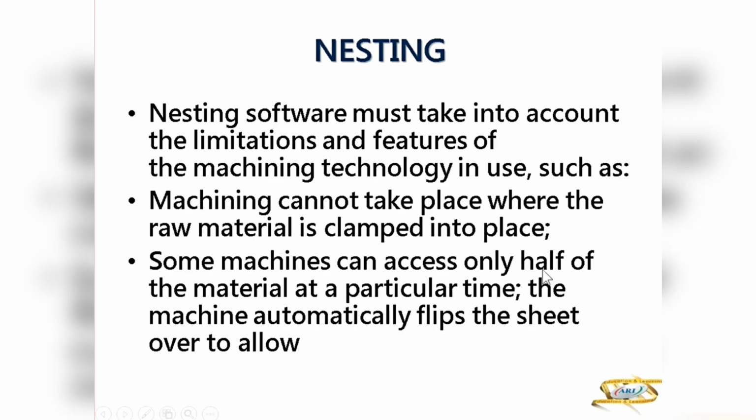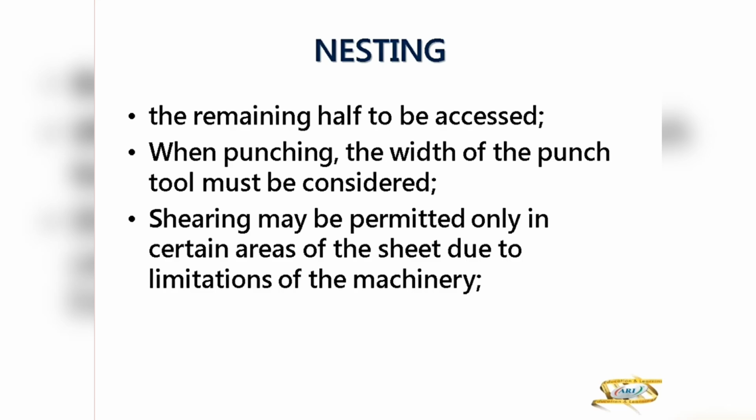Some machines can access only half the material at a particular time, and automatically it flips the sheet to allow your remaining half to be accessed. Then if you're doing punching, punching means making a hole, so the width of the punch is to be considered. Now shearing is permitted. Shearing means cutting. That is permitted only on the basis of certain limitations of the machinery.